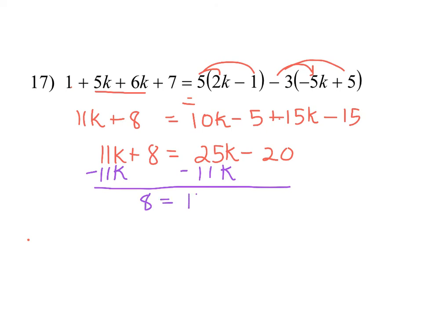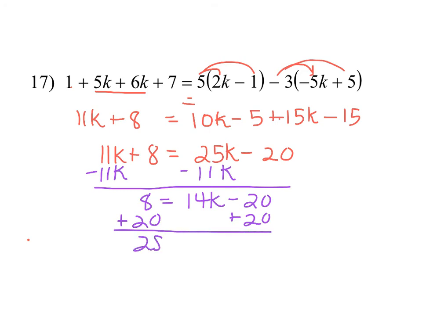So 8 equals 14k plus 20 minus 20. And again, we can start to see the end of this story. I'll add 20 to both sides, and that's nice because I get, oh, that's 28 equals 14k, so k equals 2. Okay, so distribute, combine like terms, and then move the variable, and then solve for x, or solve for the variable.